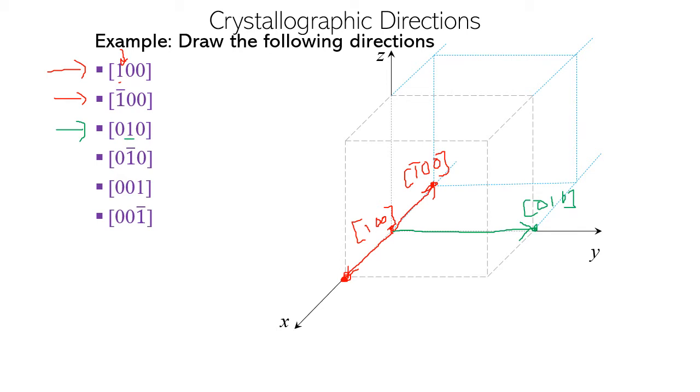Then [0 1 bar 0]. For this, I am drawing a unit cell on the left of the given unit cell. It's not necessary for you to draw it. Then [0 1 bar 0] means one unit cell edge length along the negative y direction. So you have to go that way. So this is the required direction, [0 1 bar 0].